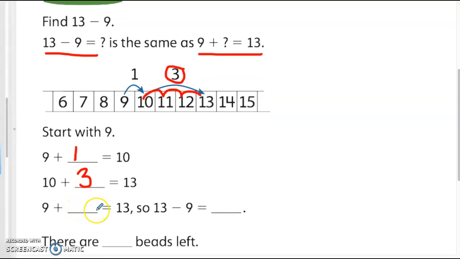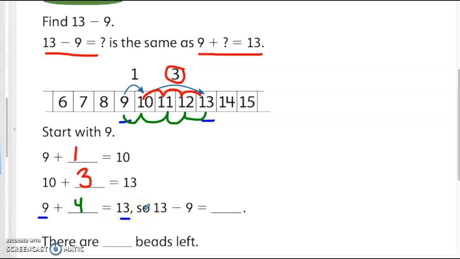So 9 plus something equals 13. So let's hop it out. Let's jump it out. We're at 9, and we need to get to 13. Let's jump it out. Ready? 1, 2, 3, 4. How many jumps did we do? We did 4 jumps. Okay, so 9 plus 4 equals 13.